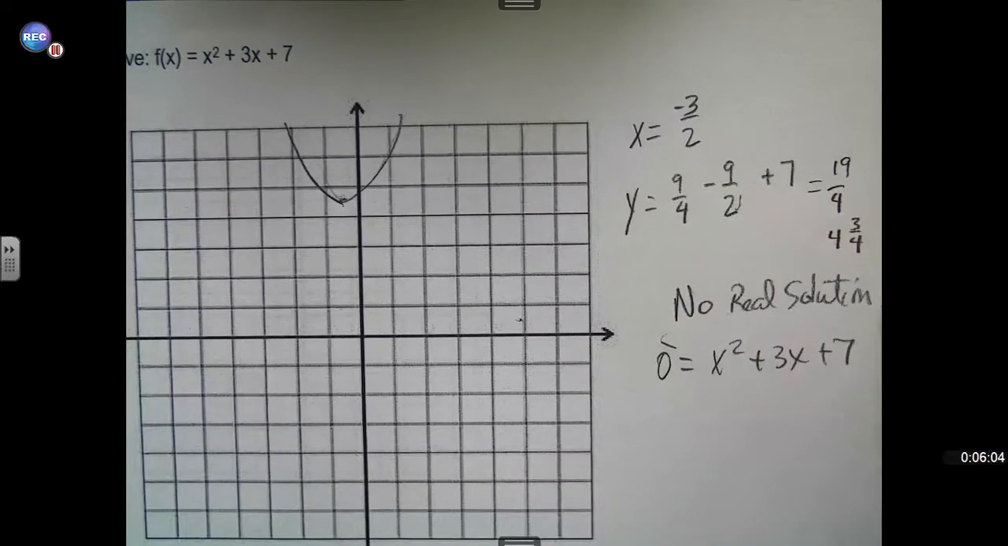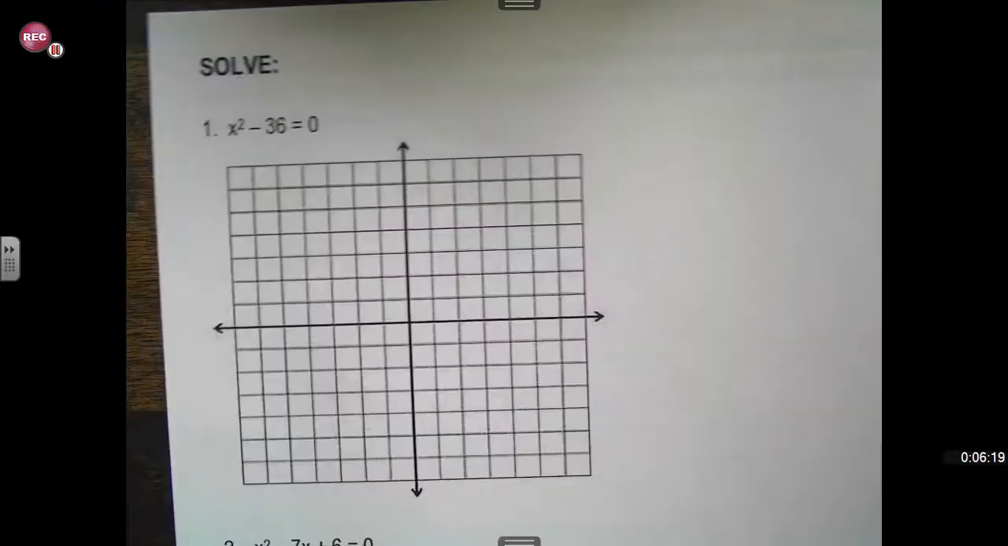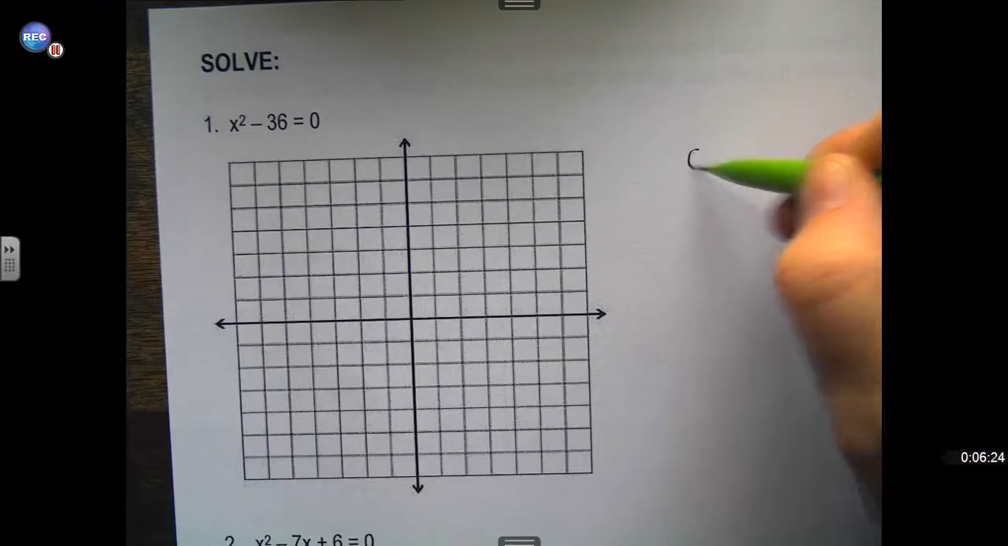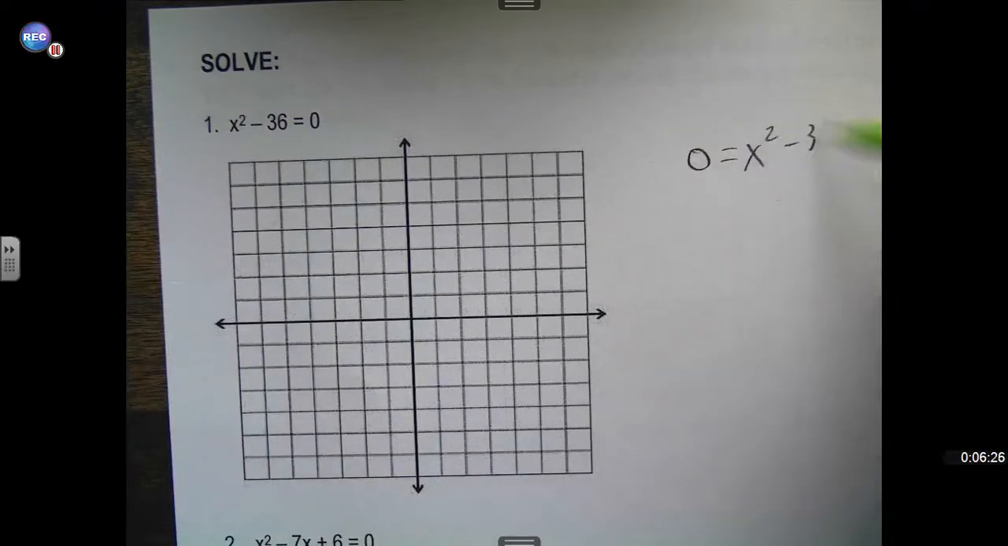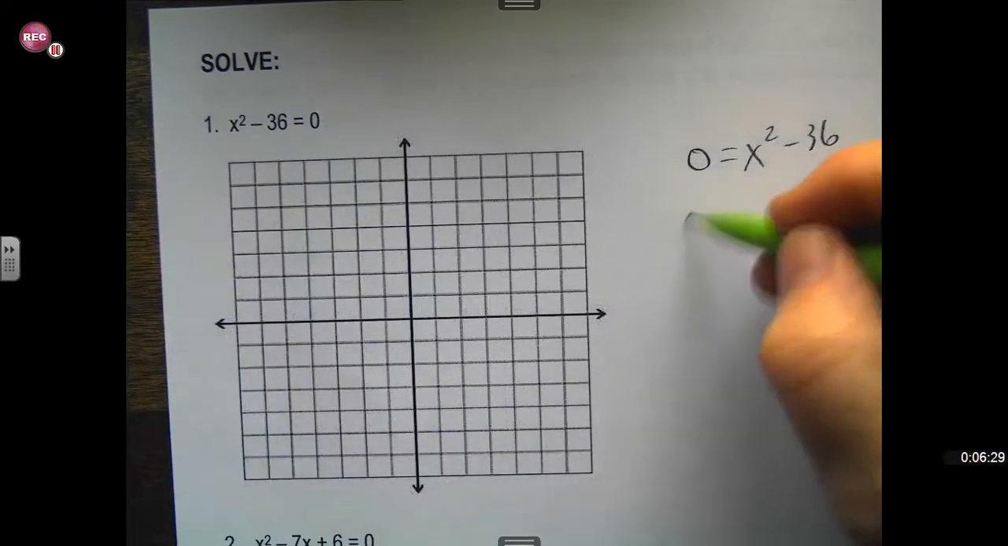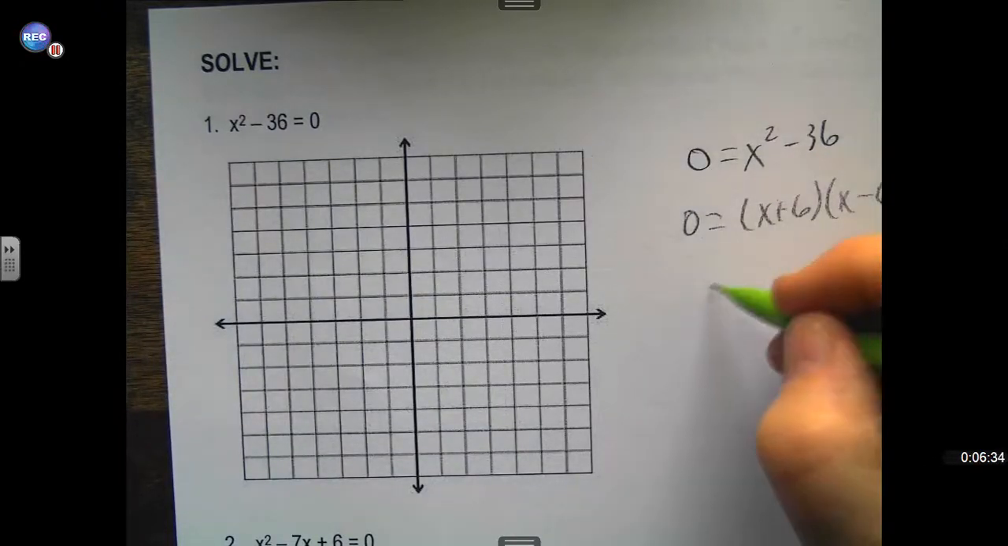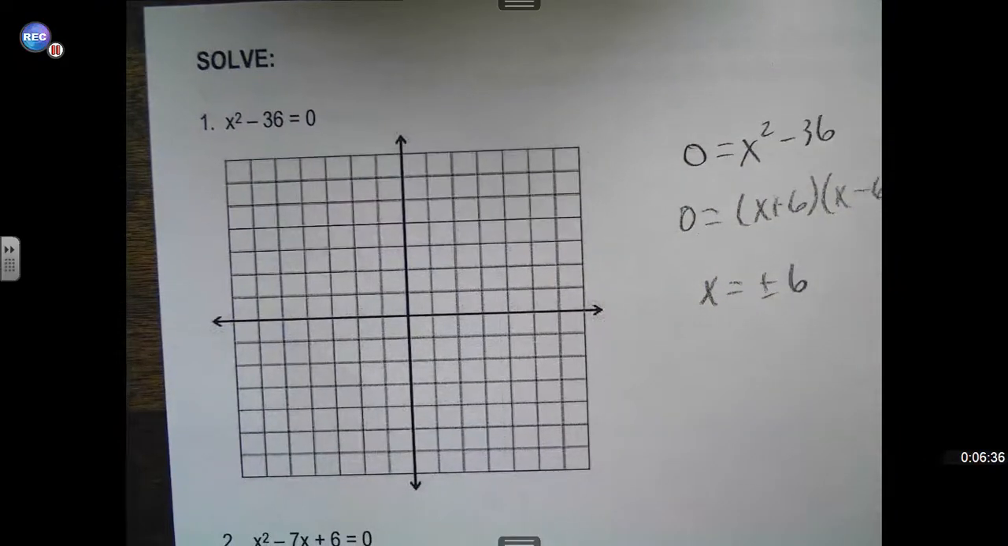So solving quadratic equations, I can get no answer or no real solution. I can get one answer where the graph is tangent to the axis, or I can get 2 answers where the graph passes the x-axis. Okay. So again here, I think it's easier with the big numbers that I have here to just say, 0 equals x squared minus 36, and if I factor that, x plus 6, x minus 6, so x is plus or minus 6. Those are going to be my x-intercepts.